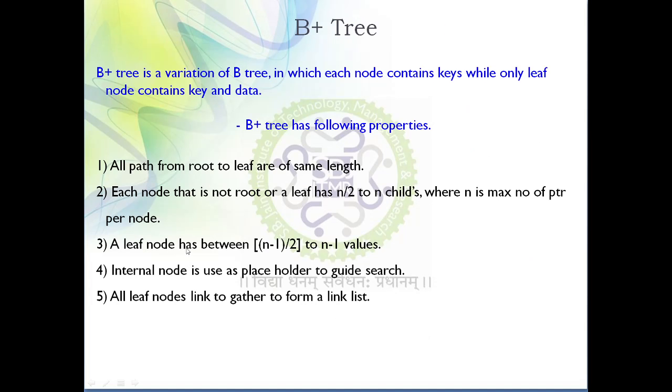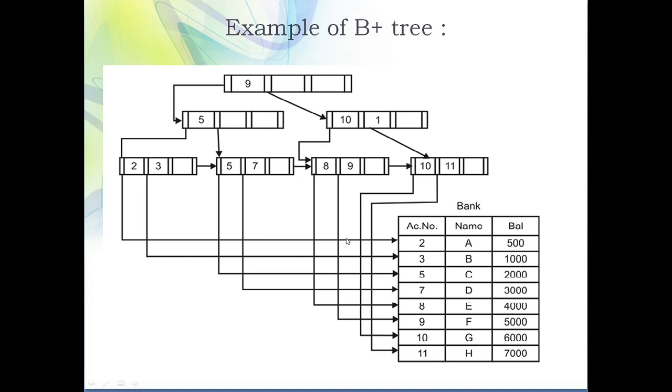Then a leaf node has between (n-1)/2 and n-1 key values. So in this case, this is a leaf node, with n equal to 4. What is the value of n? 4. How many minimum keys? Minimum keys is 1, maximum keys are n-1. So maximum how many keys can it hold? n-1, because the value of n is 4. How many keys are there? 1, 2, 3, so n-1.